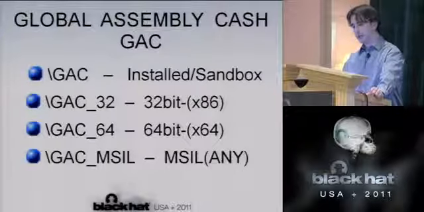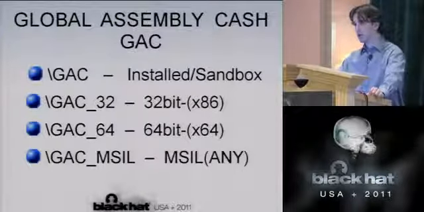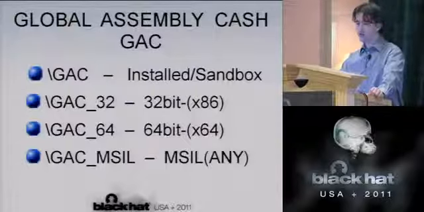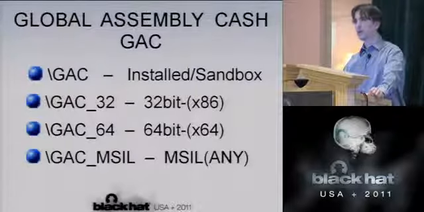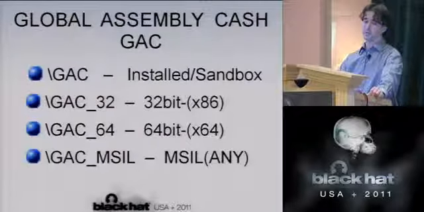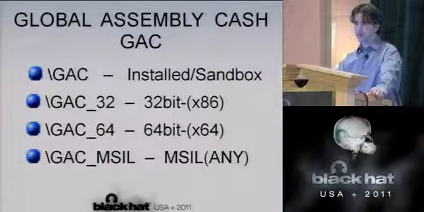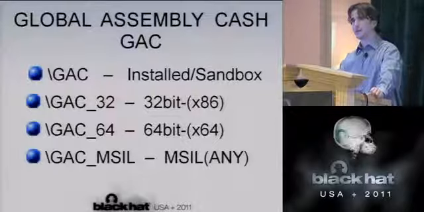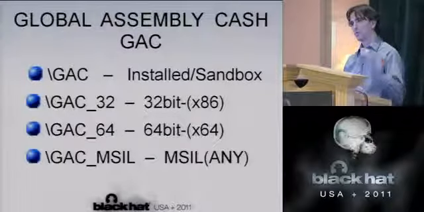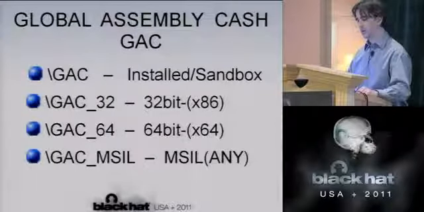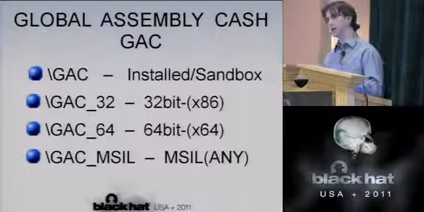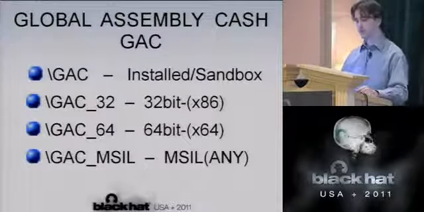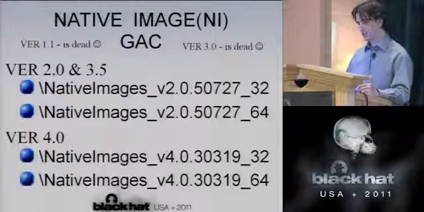This is what the GAC's made out of. You'll find your installed and sandbox stuff installed into the GAC. You'll find GAC 32, which is applications that are compiled specifically for 32-bit, GAC 64-bit, and GAC MSIL. MSIL is the top-level .NET. Anything written in MSIL will compile down to run on any .NET platform. So when you're attacking your application, if it's 64-bit, you know where to find its DLL. And of course, you can just look at it from the process.